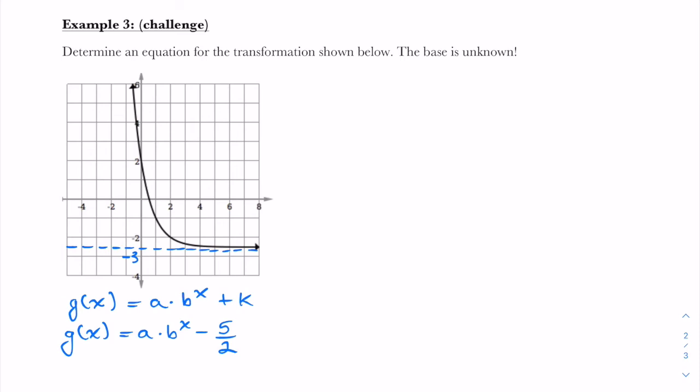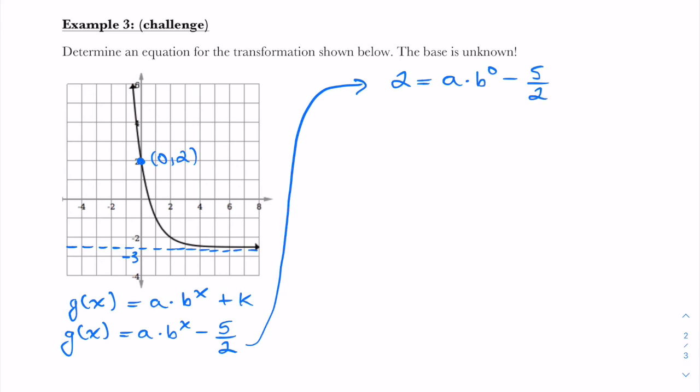I'm going to use a little trick over here. Recognize that anything to the exponent 0 is 1. So if I pick my y-intercept, which looks like it's at (0, 2), watch what happens when we plug in that point. So let's substitute (0, 2). We replace g of x with 2, that's the y value. Replace x with 0, that's the x coordinate of the point. And look what happens. Anything to the exponent 0 is 1. There goes your base. Gone.